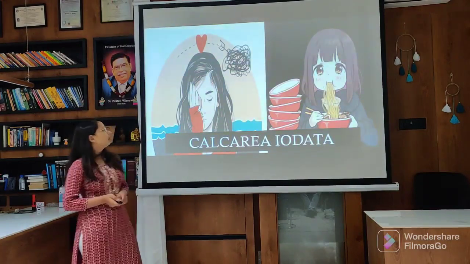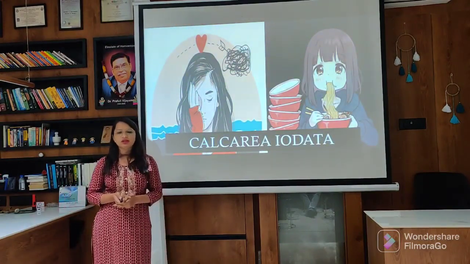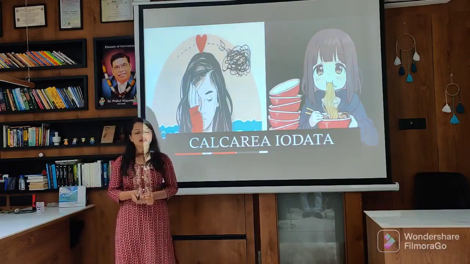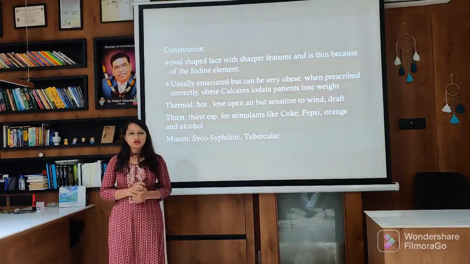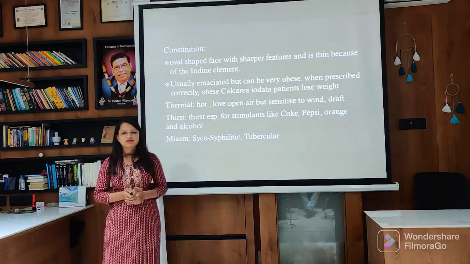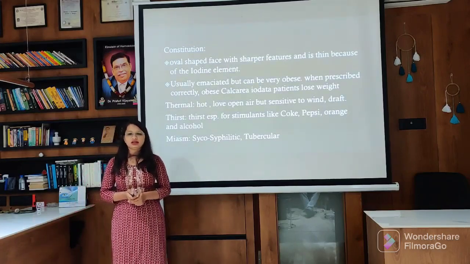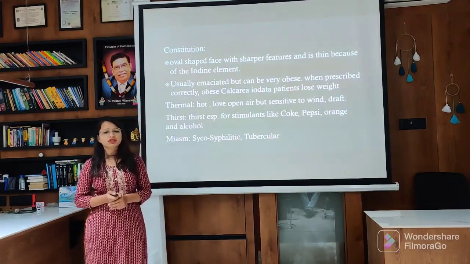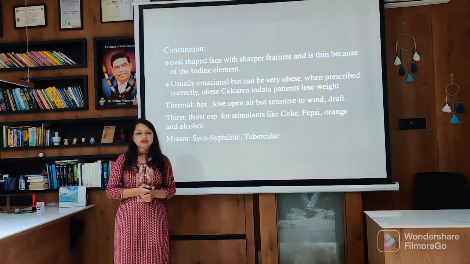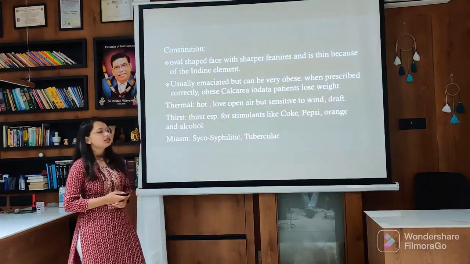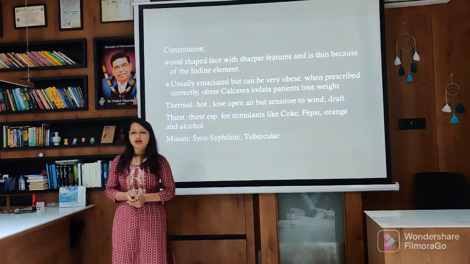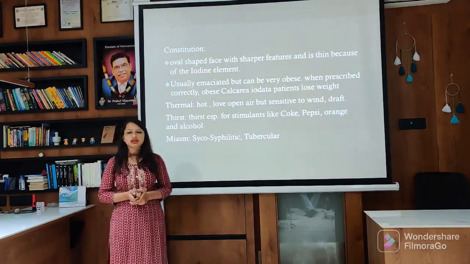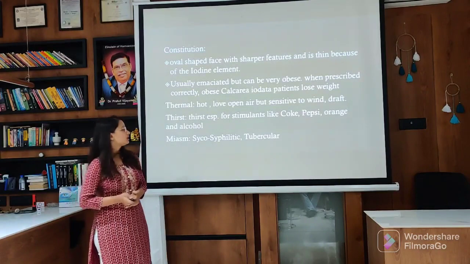Calcarea iodata. Due to the iodine ailment, they have a feeling of disappointment, and iodine gives them the hungry, yet irritated feeling. Constitution: oval shaped face with sharp features and thin because of iodine ailment, usually emaciated but could be obese. When prescribed correctly, an obese Calcarea iodata patient loses weight. Thermally hot, love open air but sensitive to cold air, thirst for stimulants like Coke, Pepsi, orange and alcohol.